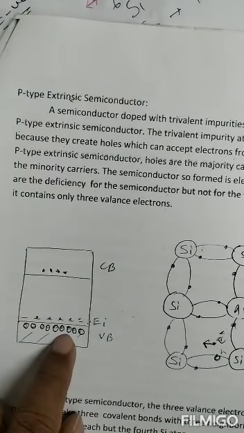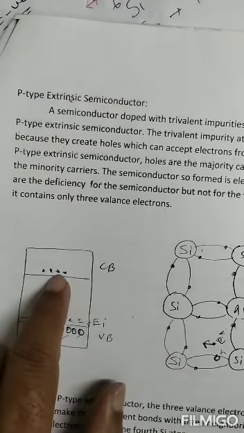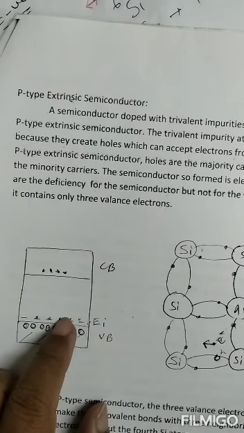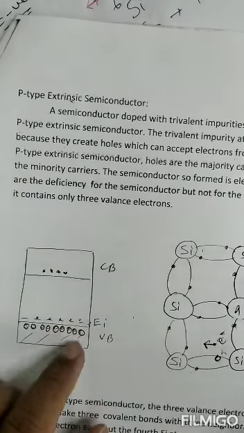So the number of holes in the valence band is more than the number of electrons in the conduction band. Therefore, this type of crystal is called a p-type extrinsic semiconductor.